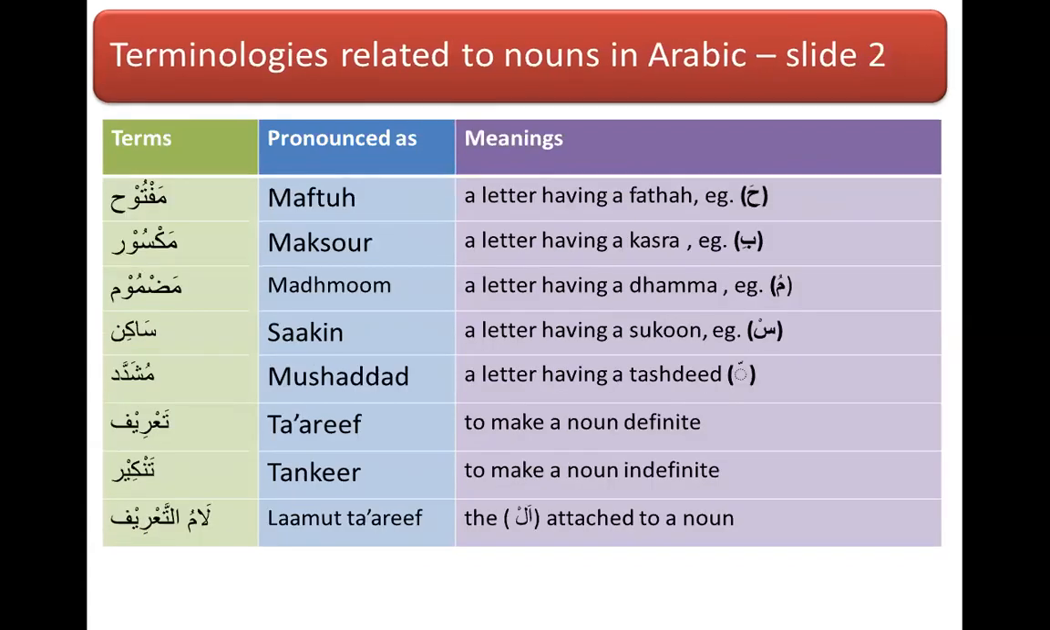Next term is maftuh. Any letter which has fatha on it is called as maftuh. Any letter which has kasra on it is called as maksur, and any letter which has dhamma on it is called as madmum. Maftuh is the term related to fatha. Maksur is the term related to kasra. And madmum is the term related to dhamma.